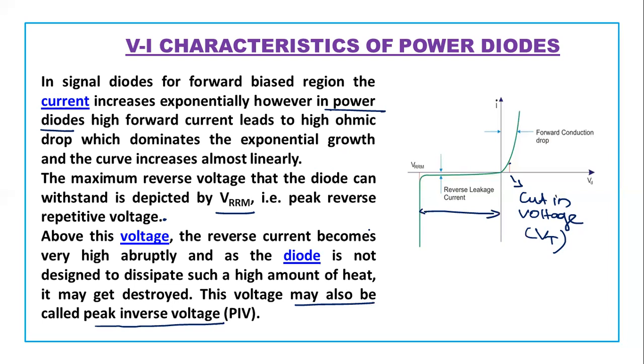Okay, so the leakage current is almost independent of the magnitude of the reverse voltage until this voltage reaches the breakdown voltage, that is VRRM. So from there, it will increase abruptly, right?